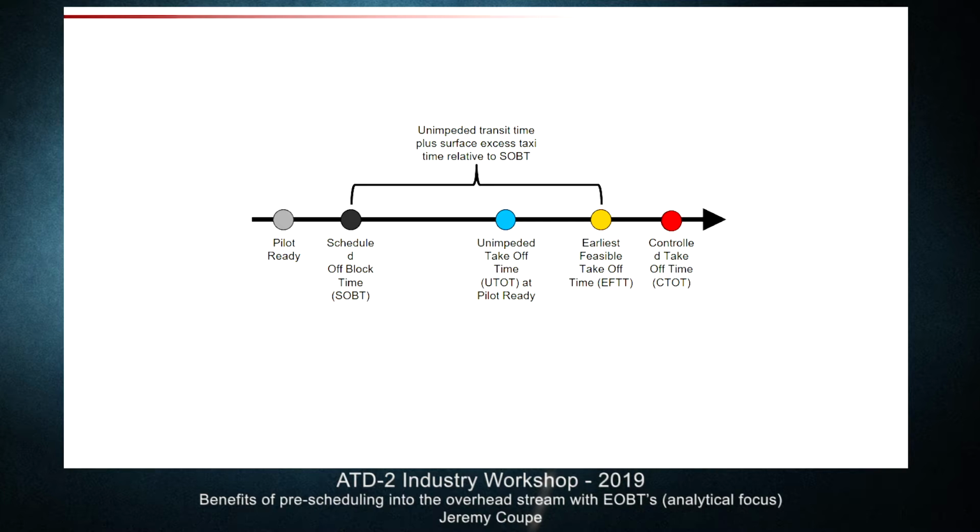So if the predictability of the earliest feasible takeoff time is improving, the predictability of the controlled takeoff time will improve. If this final component, the TBFM assigned delay, is essentially the same before and after pre-scheduling, however, after pre-scheduling the times that we are providing to TBFM are becoming much more predictable, then overall that controlled takeoff time is much more predictable.